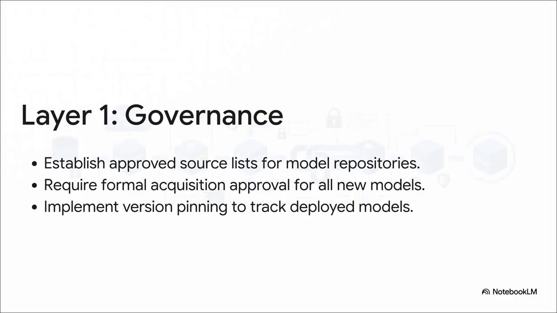So layer 1 is all about policy. It's about setting the rules of the road. You need to establish approved source lists. You just can't allow every model from anywhere on the internet. You also need a formal approval process for acquiring new models from new sources. And this one is crucial. You've got to implement version pinning. That just means you know the exact version of a model that's running in production at all times, no surprises.